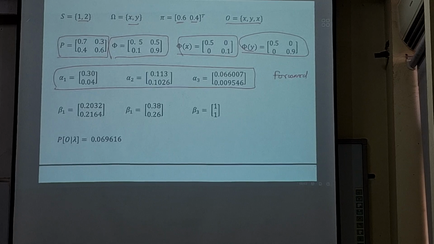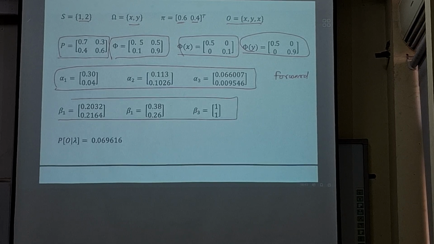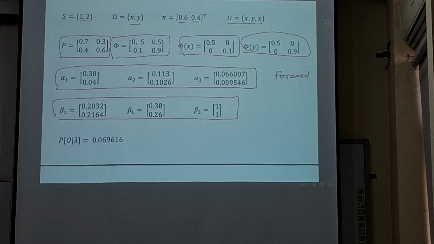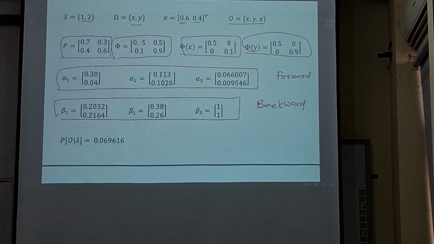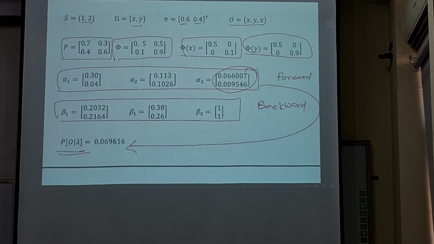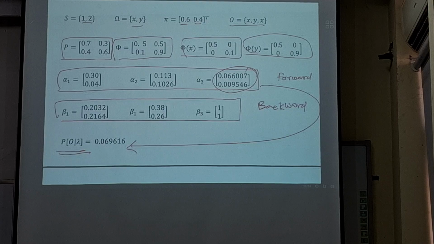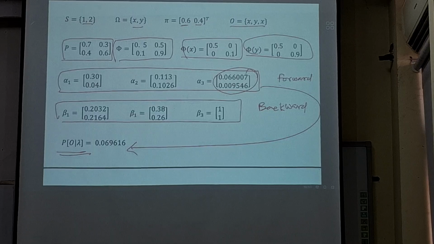we can calculate alpha 1, alpha 2, alpha 3. We know how to do it. Following the backward algorithm, we can calculate the beta values. And summing this will give us the total. After this, any questions? I will show you one thing here.